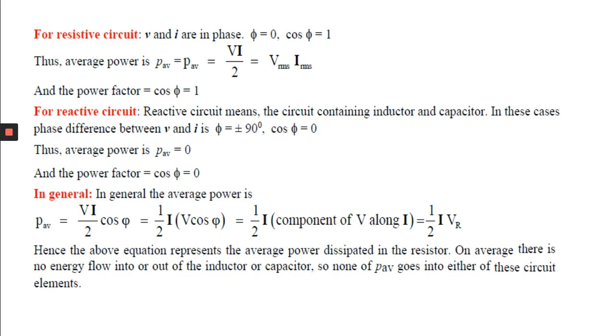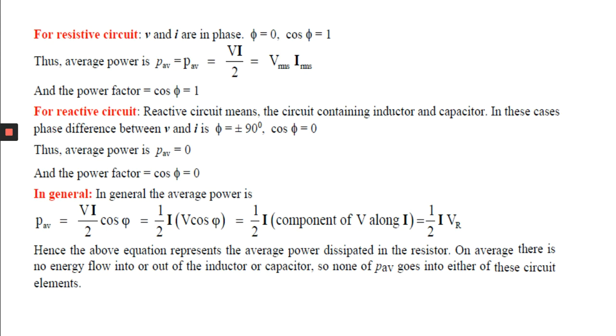As we have mentioned, the power in alternating circuits. Suppose you consider a particular case, only a resistive circuit, a circuit containing resistor only. In that case, what is the power? P average is VI by 2 cos phi. But in that case, what is the phase difference between V and I? The phase difference between V and I is 0. So the average power is VI by 2, which is equal to V RMS into I RMS.